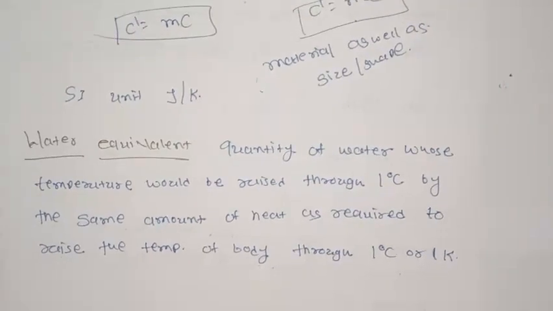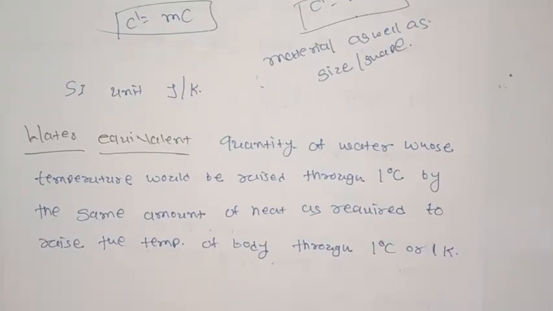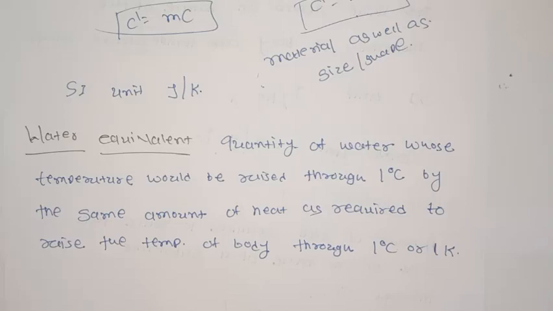Now let us understand what is the meaning of water equivalent. If the heat capacity of a body is expressed in terms of a mass of water, it is called the water equivalent of the body. Water equivalent of a body is the quantity of water whose temperature would be raised through 1 degree Celsius or 1 Kelvin by the same amount of heat as required to raise the temperature of the body through 1 degree Celsius or 1 Kelvin.